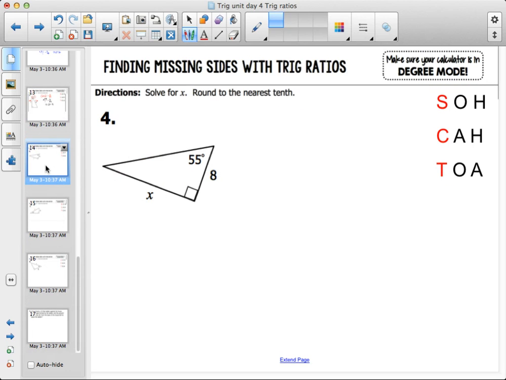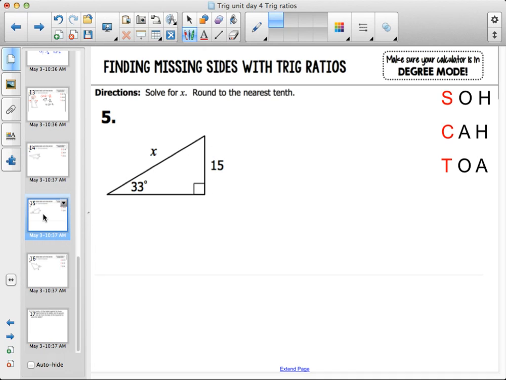A couple more examples. Let's see if we can find one. We're going to skip number 4. Yes, we're going to try number 5 here. This one's just slightly different, but the process doesn't change. Okay, identify your angle first.